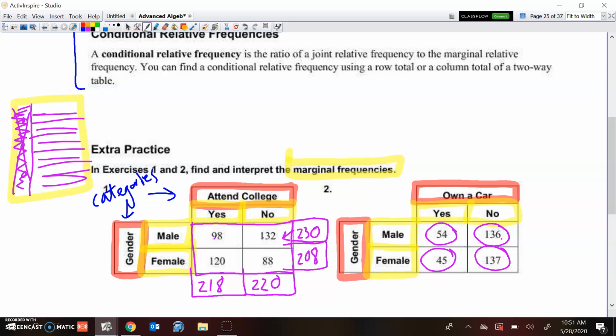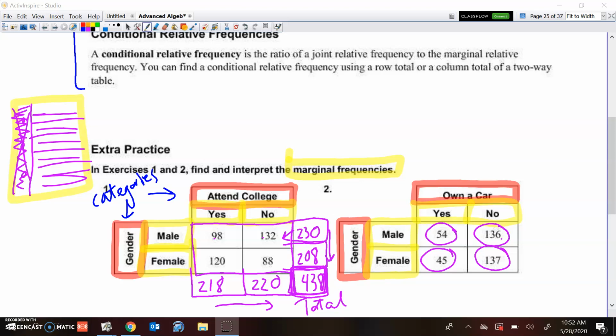Okay? Now, the cool thing is if I go ahead and add 230 plus 208, I get an answer of 438. And then if I were to go across as well, 218 plus 220, I get 438. So this bottom right block is always going to represent the total number of people that were interviewed if we're talking about a survey. These are called marginal frequencies. Notice how they're like off the side of that table. They're in the margin. So they're marginal frequencies.